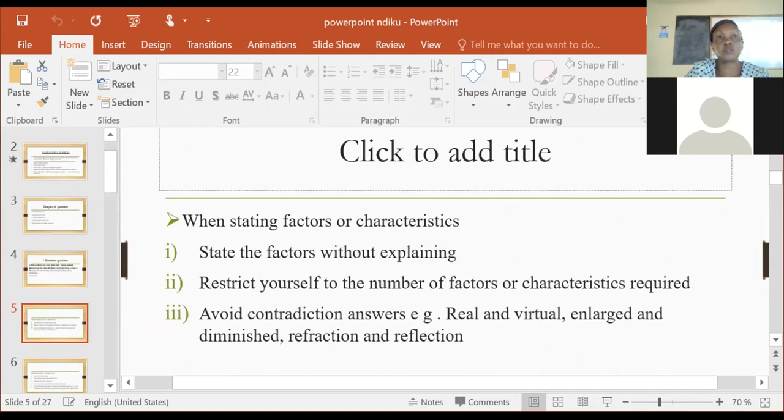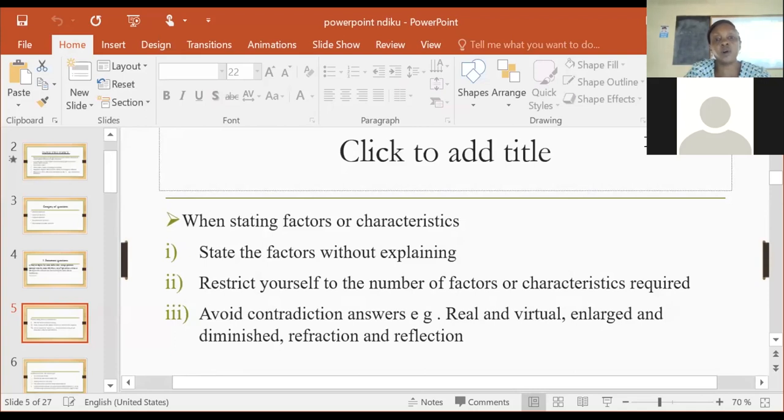Like we can be told to state the factors which affect the capacitance of a parallel capacitor. 2 of them. If we are told to state 2 factors, then state or restrict yourself to the number of factors or characteristics which are required. And then state the factors without explaining.